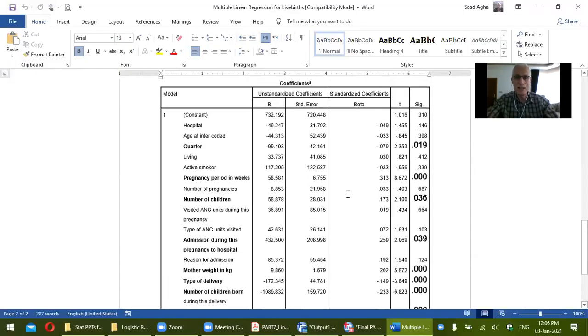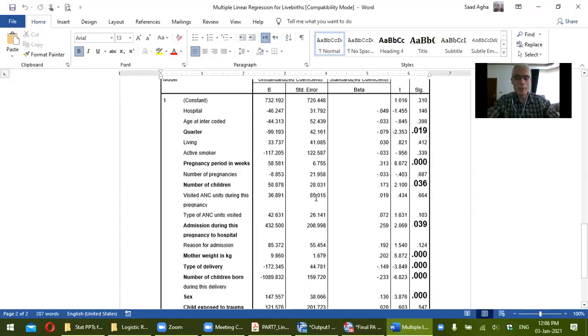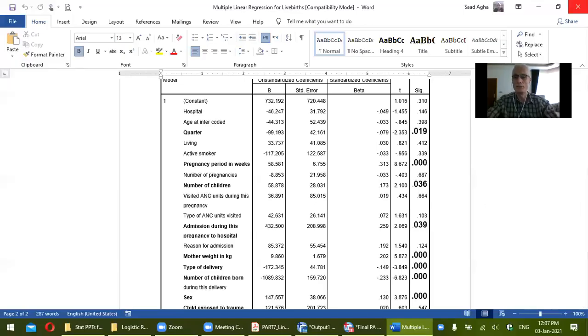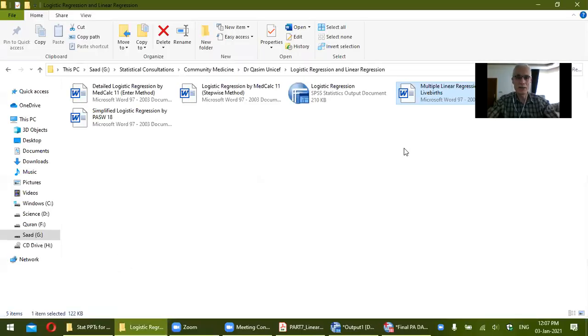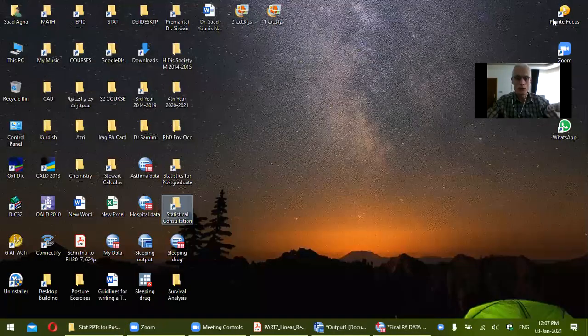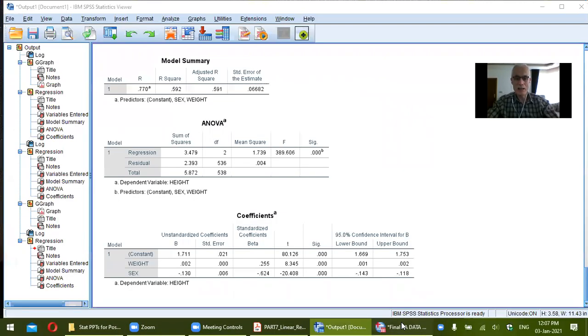So now this is really a multiple regression on the actual weight. And the weight here was numerical, not categorized. So this is the birth weight, the famous birth weight study in Erbil. Okay, now let us return to our data.